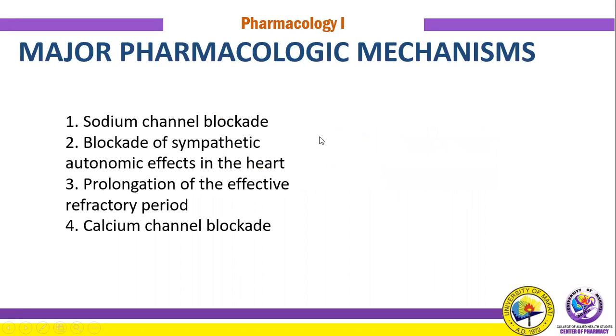So here are the major pharmacologic mechanisms of antiarrhythmic agents. First is the sodium channel blockade. Second is the blockade of sympathetic autonomic effects on the heart. Third is the prolongation of the effective refractory period. And fourth is the calcium channel blockade.